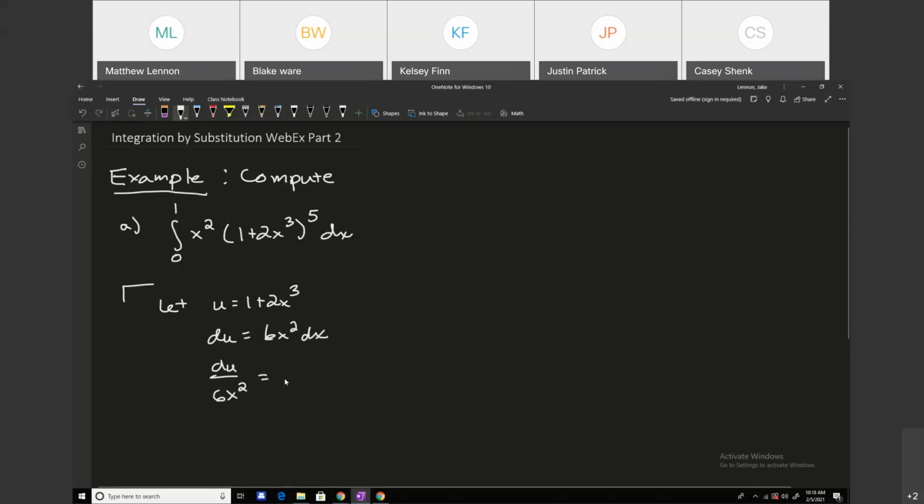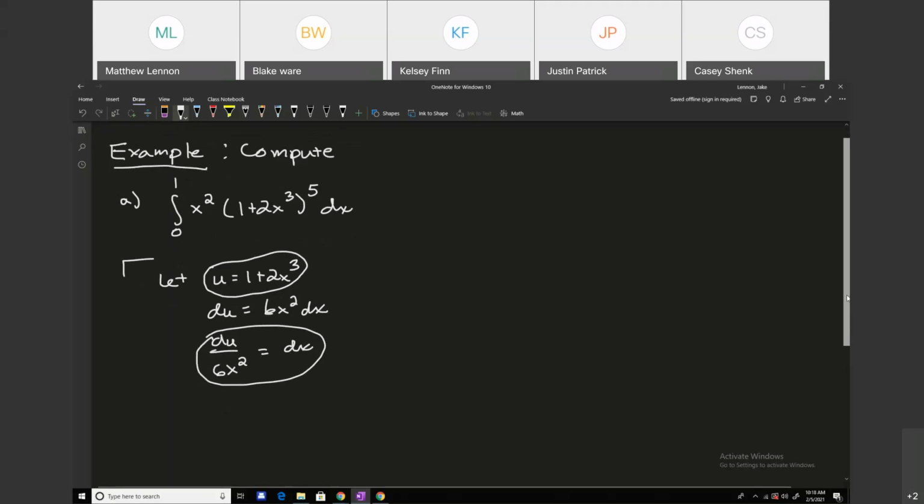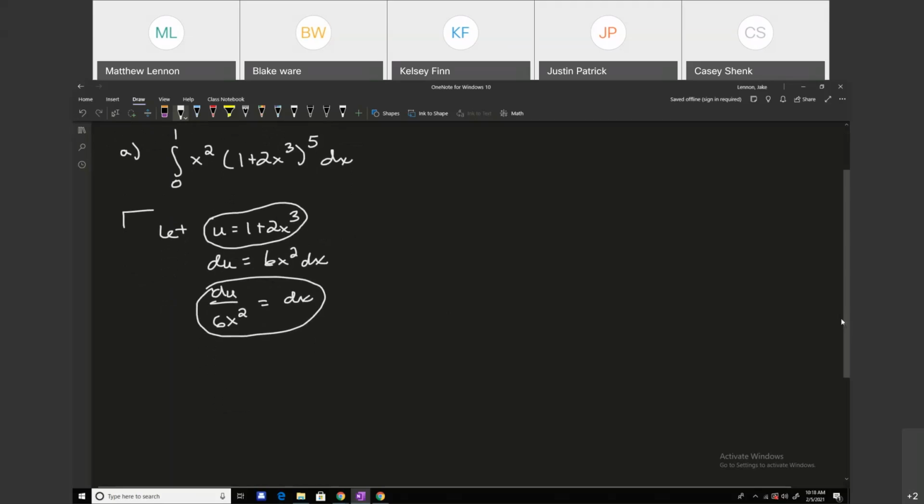is dx. So again, we're using this one and this one to complete our substitution. And then we also care about what happens to our limits. So again, we want to change our limits from x values to u values. And then that way we won't have to substitute back to x. That's the nice thing about these definite integrals.